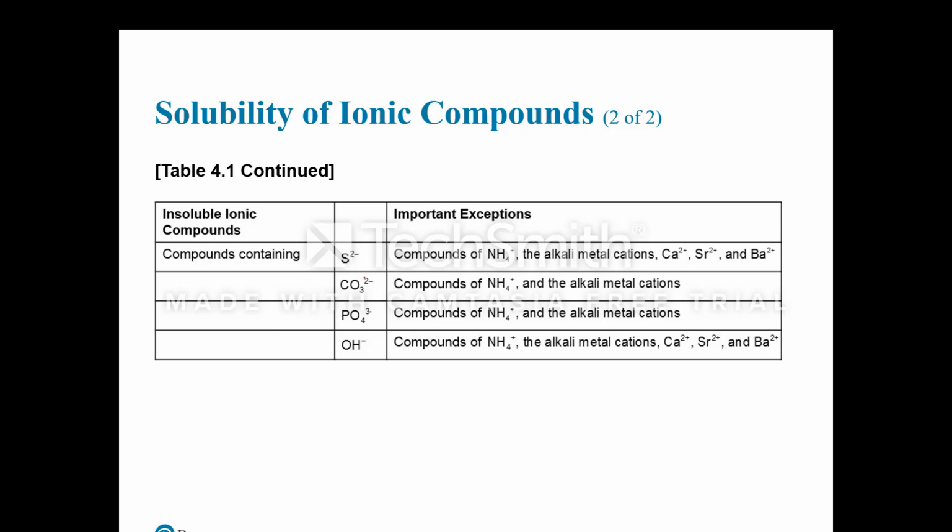The sulfides tend to be insoluble in water. So magnesium sulfide is insoluble in water. Iron sulfide, iron 2 sulfide, is also insoluble in water. But when the sulfide ion is paired with the ammonium ion, the alkali metal cations, the calcium, strontium, and barium ions, these are soluble in water. So some examples of soluble sulfides are ammonium sulfide, calcium sulfide, strontium sulfide, barium sulfide, and sodium sulfide.